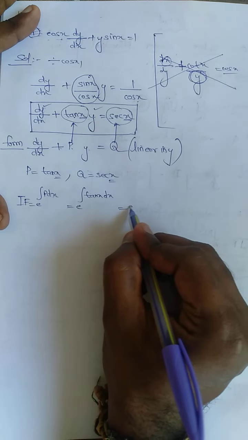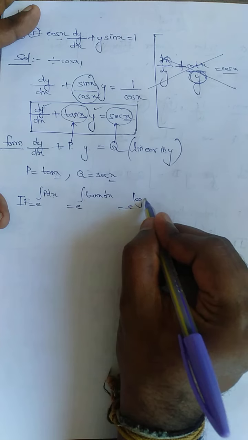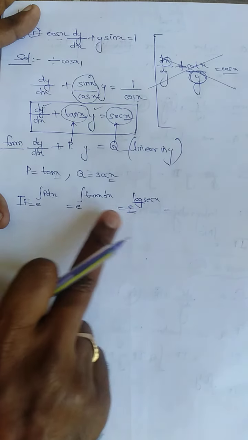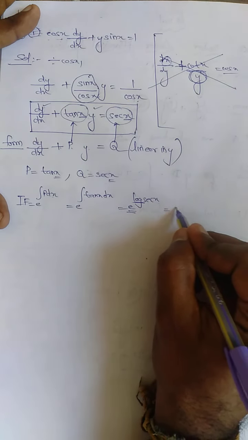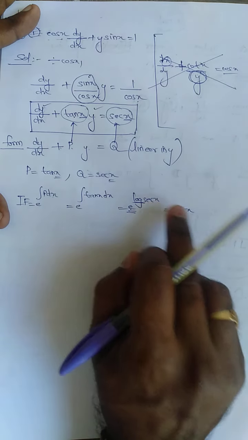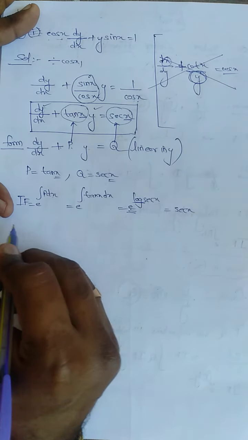E to the power integration of tan x. Integration of tan x is nothing but log secant x. So this e power log is nothing but 1, so we can remove e and log and write secant x. You can remove e and log, you can write secant x. Now we can write the solution.